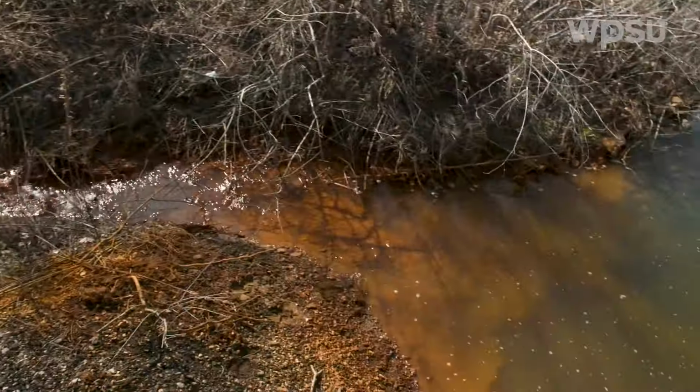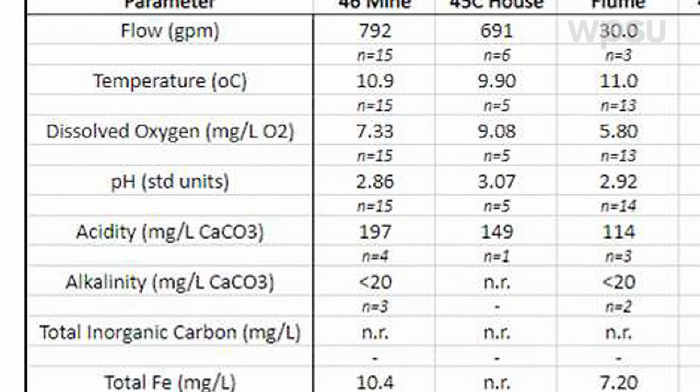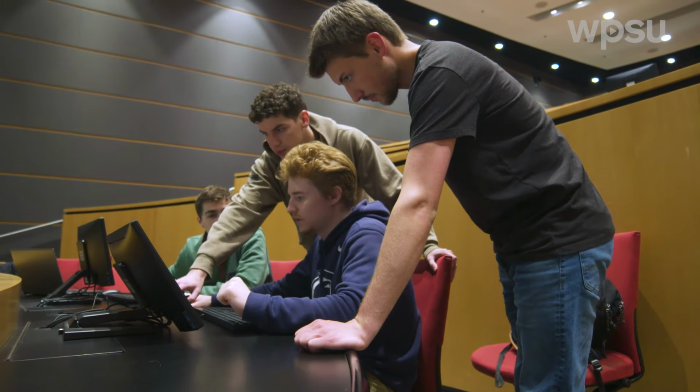The Moshannon Creek Watershed Association, they give us the data, raw data points of influence sources, acidity, flow rates, all this stuff, and we average it all out. And we compared these numbers to the effluent standards for the water and see which areas we need to treat more than others and how drastic of treatment we need to do for each of these areas to get the water to be clean and neutral.